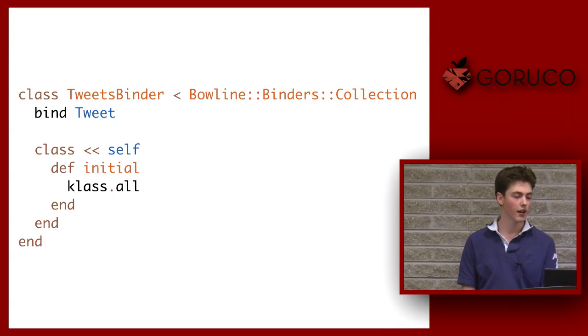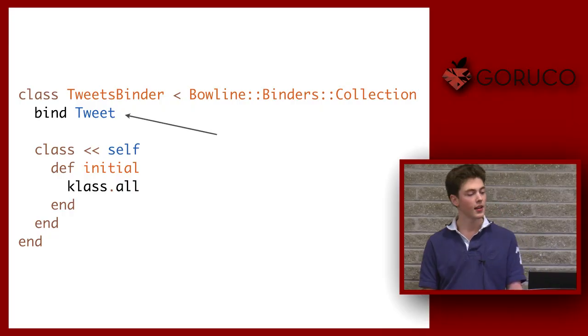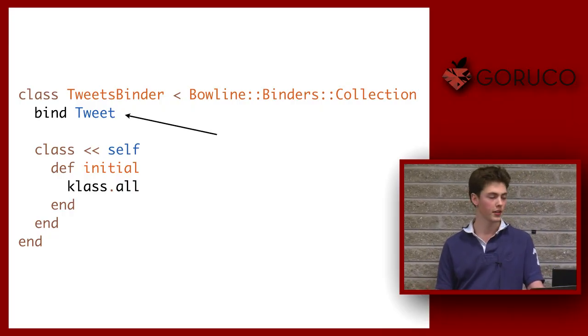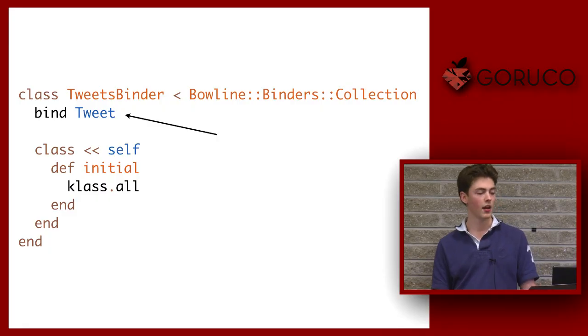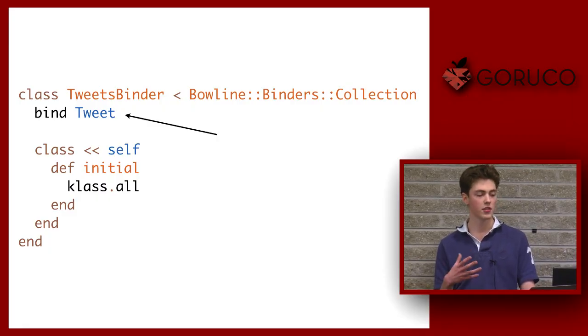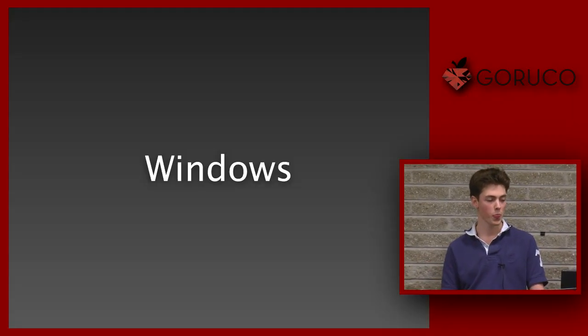You've got this bind tweet method, and tweet is just the model that you're binding to. And then you've got this initial method which populates the HTML with the initial records. And you actually have singleton binders as well as collection binders.